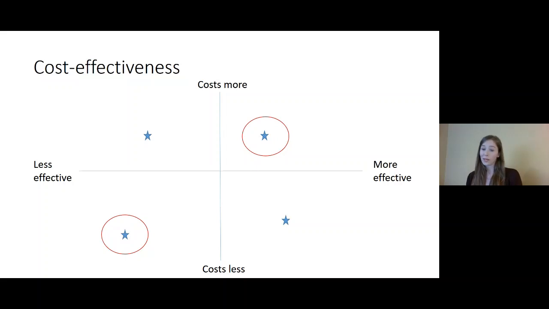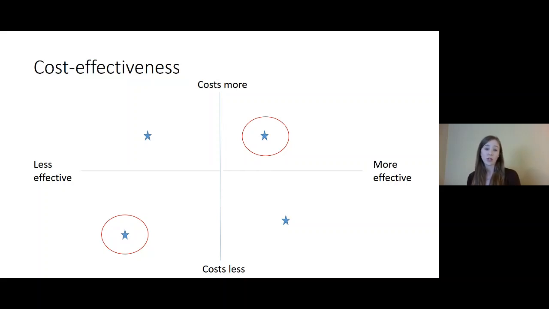On the top right corner, that's where all the drama happens. That's where all the fun stuff is. So how much more should we pay for something that's more effective? And this is when you read in the news about NICE, which is the NHS cost effectiveness body, making a decision on a drug and they say it's too expensive, it's not good enough. That's always going to be something that's in that top right corner.